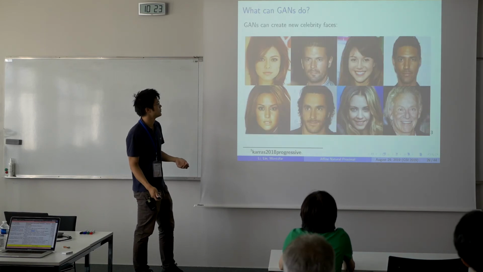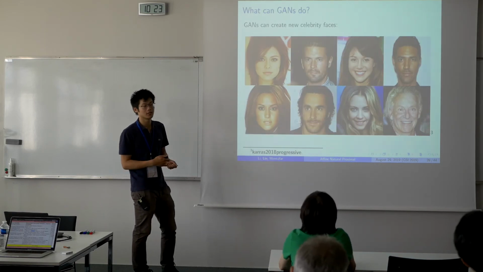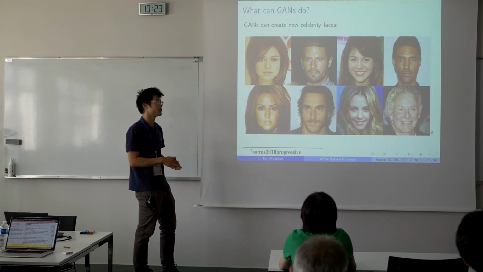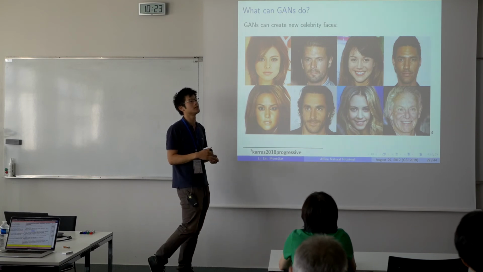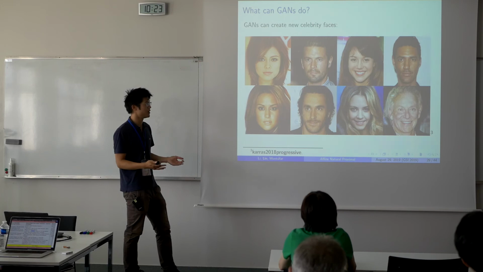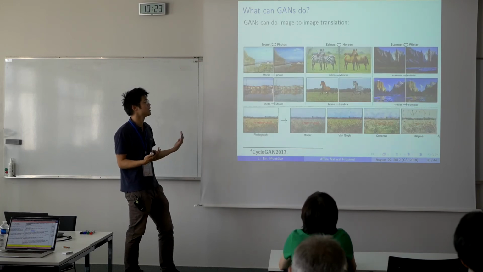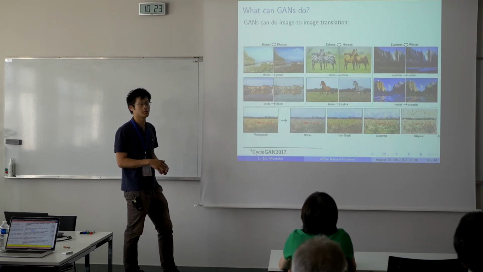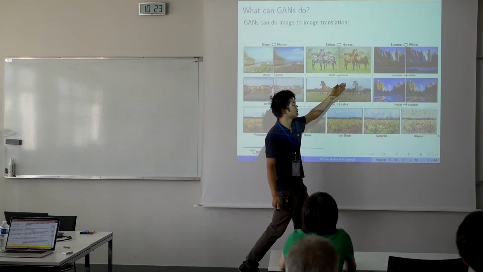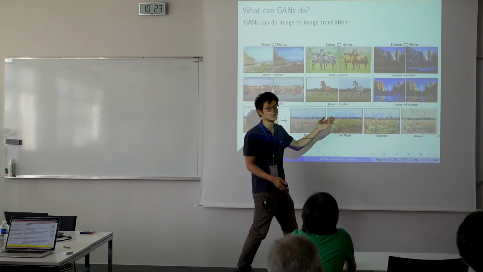Okay, what can GANs do? GANs can create new celebrity faces. These are not real people. I'm pretty sure you've also seen things like deepfakes; those use GANs, generative modeling. GANs can also do image-to-image translation, so maybe you can change a summertime picture into a winter picture, stuff like that.